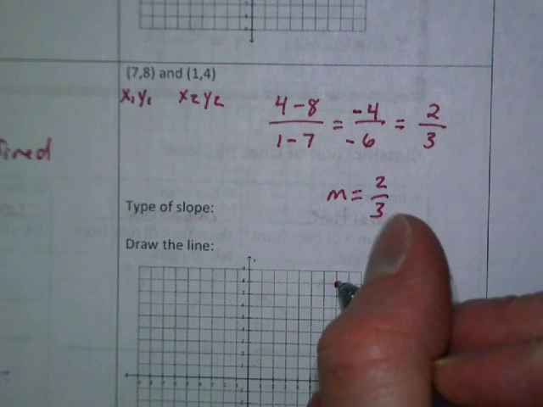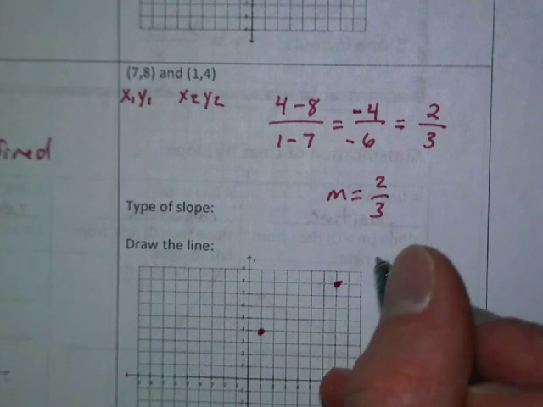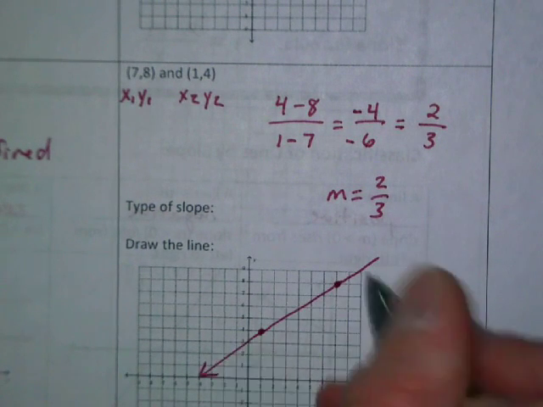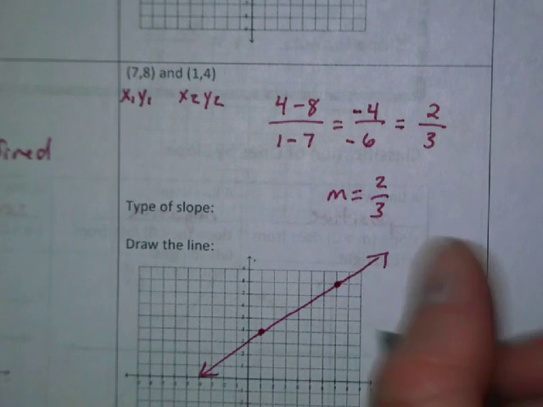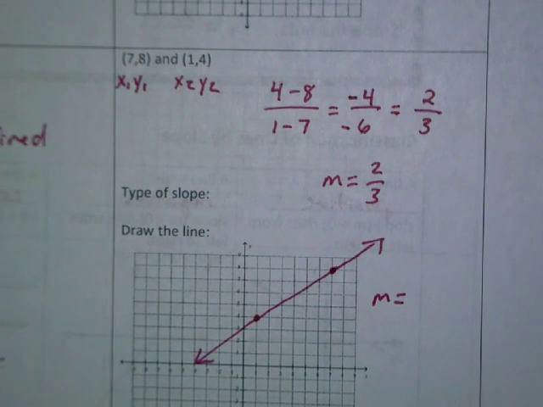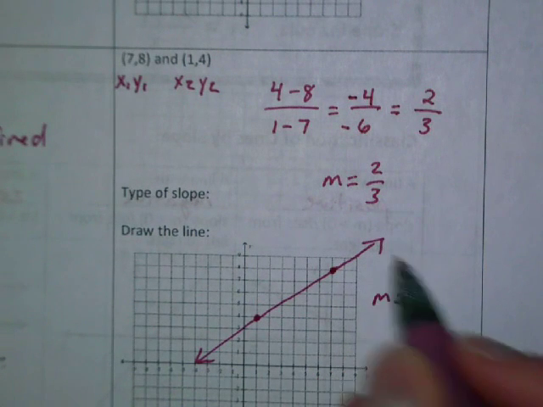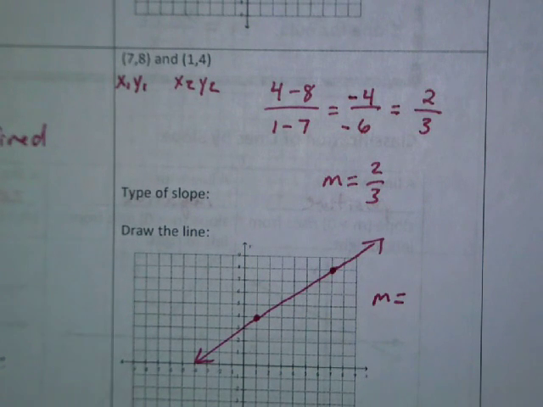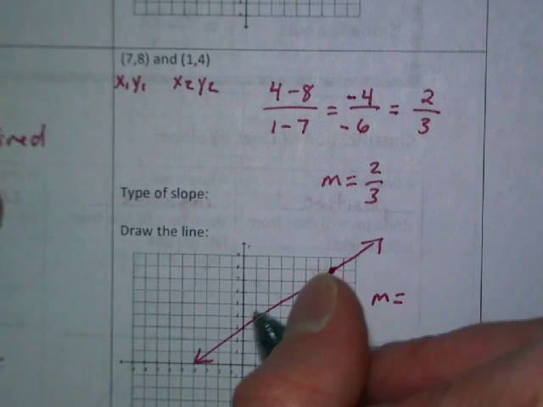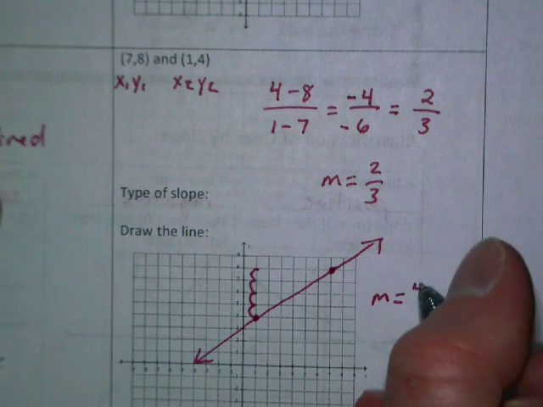That was a positive slope. So if we were to graph those 2 points, 7, 8, and then 1, 4, and just for practice again, picking out the slope from the line, which we'll look more at. Is this line going up or down? Up, so that tells you it's positive.